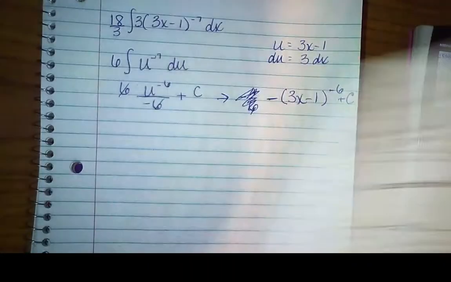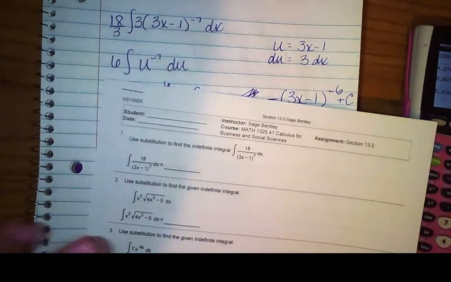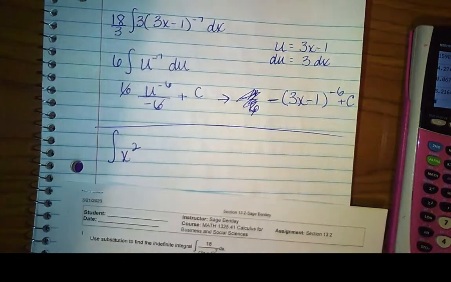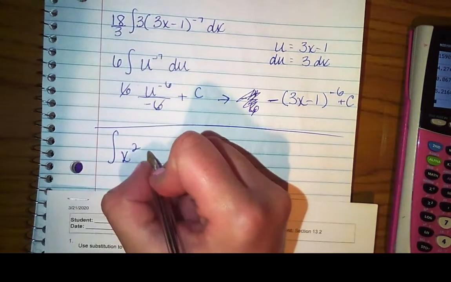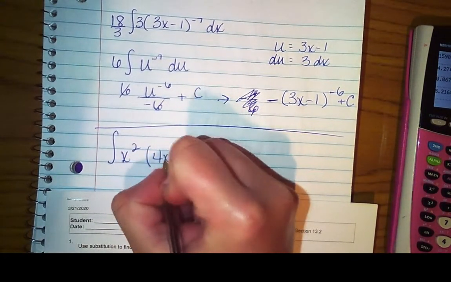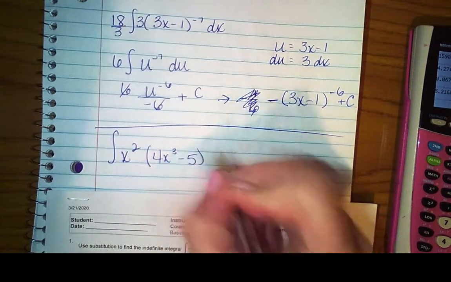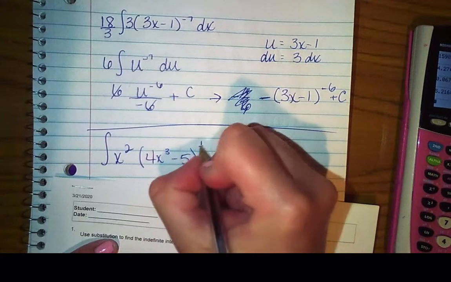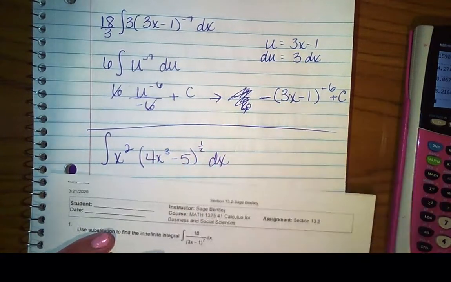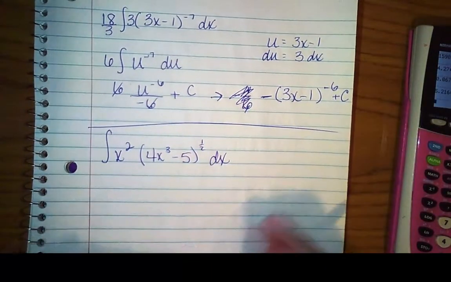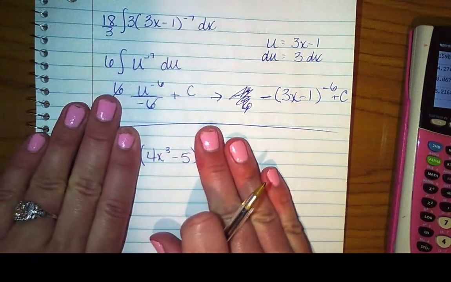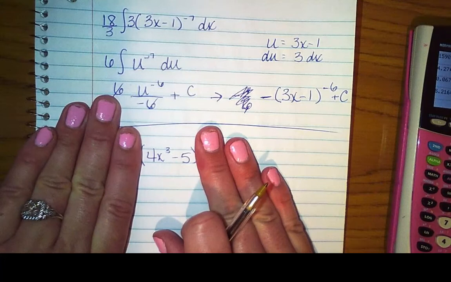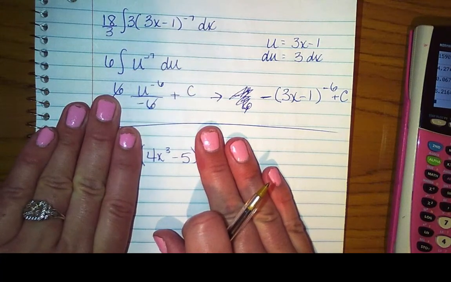All right, so the next one, I've got the integral of x squared times 4x to the third minus 5. It's underneath a radical or a square root, so I'm just going to raise that to the 1/2 power dx. So again, what's on the inside? On the inside, I've got a 4x to the third minus 5. That derivative is not 1, so I'm going to use u substitution.